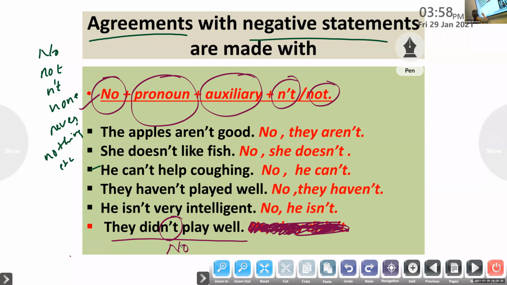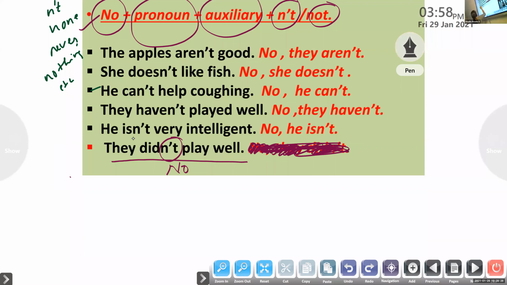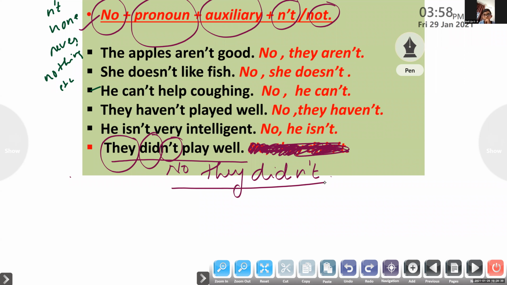No plus pronoun. The pronoun is here. You can see it is they. No, they. They, auxiliary verb, didn't. And n't or not can be used. No, they didn't. Not. Clear? So this is how you can agree with a negative statement.